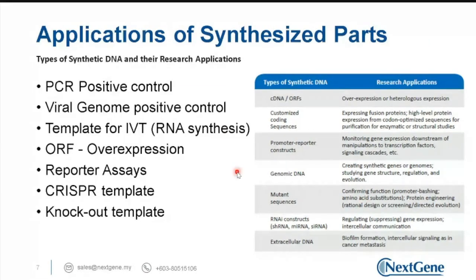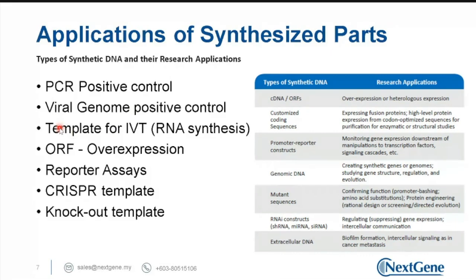Here, I would like to share on the type of research application of the gene synthesized part. Some of this application includes you can synthesize a PCR product and then clone it inside a plasmid vector. Then this particular control, the plasmid with the insert, will be used as a PCR positive control. In addition, you can actually synthesize several parts of a viral genome and then use it as a viral genome positive control for next generation sequencing.